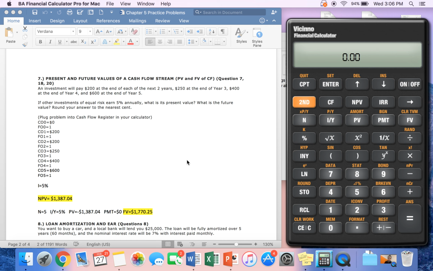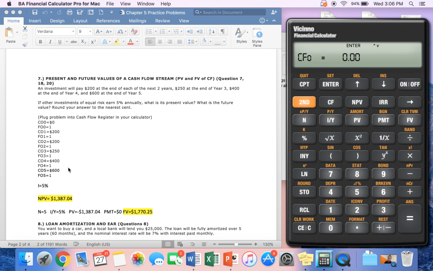So this is where the cash flow register comes into play on your calculator. So to start this problem, you guys all want to make sure that you're in end mode, and you're going to click here on your calculator. You're going to click cash flow. And to clear out your cash flow register, remember you want to click second, clear time value of money, clear work, and that will have cleared your register for you.